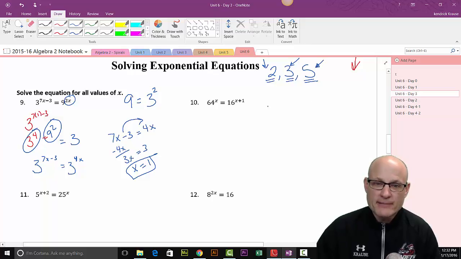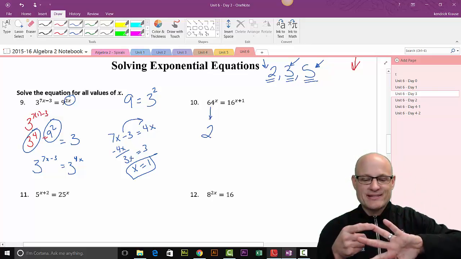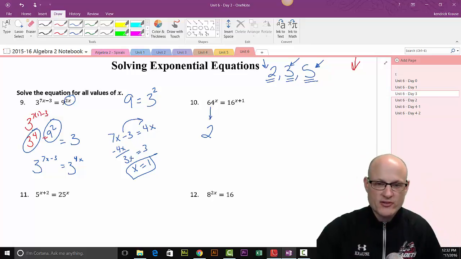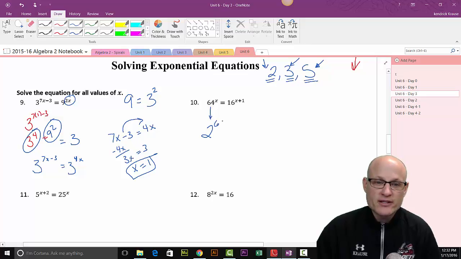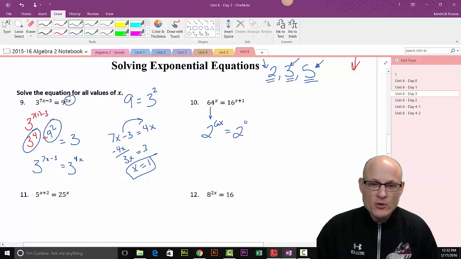Now, let me tell you what I mean by that. I see even. So I want to change 64. So it's 2, 4, 8, 16, 32, 64. 2 to the 6th power. You'll get better at this. So 2 to the 6x. Remember, whatever we replace it with, we're going to multiply by, is equal to 2 to the 2, 4, 8, 16. 2 to the 4th times x plus 1.